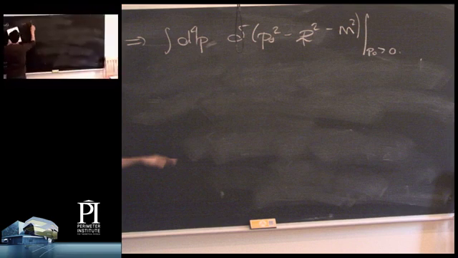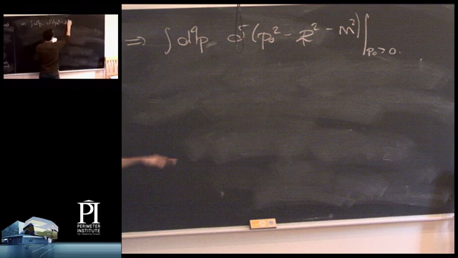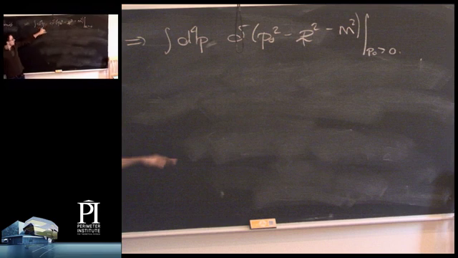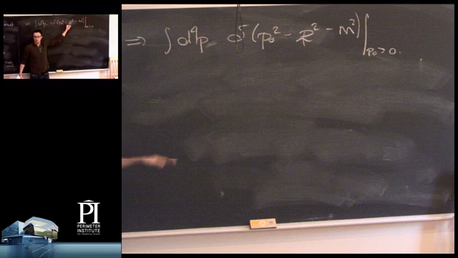So if I put a delta function in here that restricts me to what's called on mass shell, which means I integrate over all 4 momenta, but I only integrate over those 4 momenta which obey the relativistic dispersion relationship for a massive particle, this is also a Lorentz invariant measure.